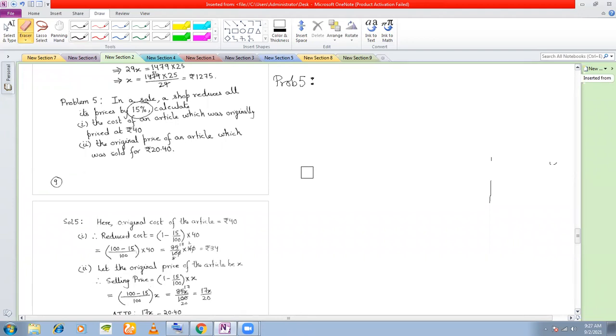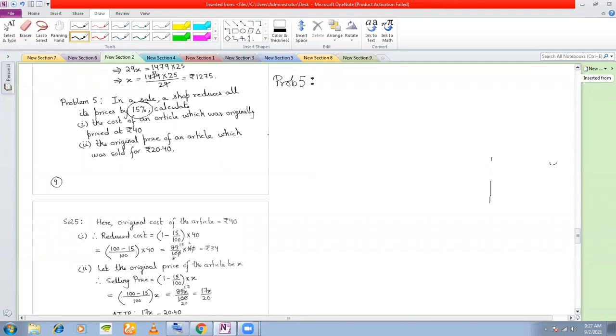Now, what do you mean by mark price? Mark price is nothing but, suppose you want to buy a shirt for yourself, you go to the shop and you see a price tag, a piece of paper dangling from the shirt. You have a certain price on that tag. That price tag is called the mark price. On that, the discounts are given.